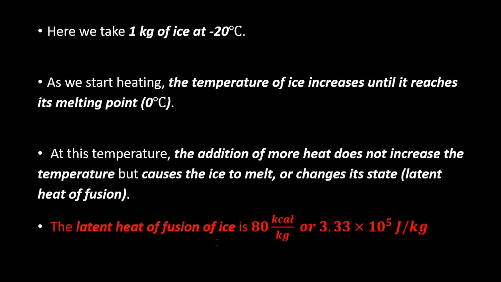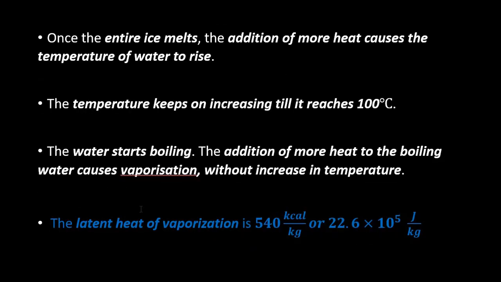So the latent heat of fusion of ice for 1 kg of ice, which is, let's say, initially taken at minus 20 degrees Celsius, is this much: 80 calorie per gram, which is 3.33 into 10 to the power 5 joule per kg. And the latent heat of vaporization for water to water vapor conversion is 540 calorie per gram, which is 22.6 into 10 to the power 5 joule per kg.